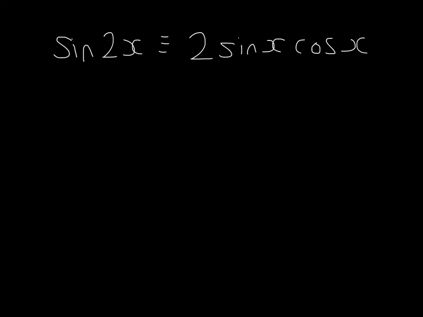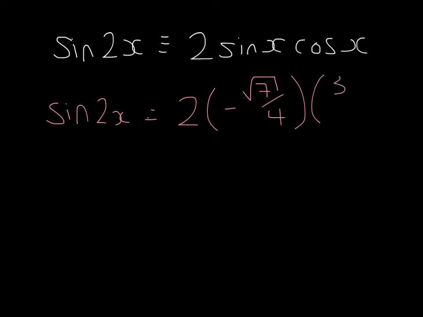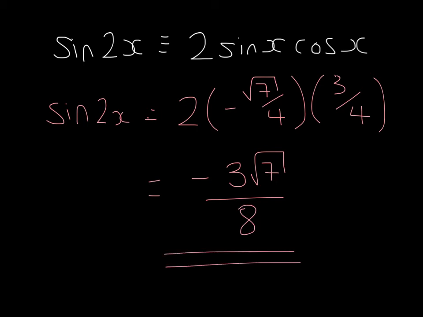From the very first thing we looked at, we know that sine 2x is equivalent to 2 sine x cos x, and I've already worked out the values of sine x and cos x. So sine 2x is equal to 2 times minus root 7 over 4, which is sine x, times 3 over 4, which is cos x. Multiplying that out, we end up with minus 3 root 7 over 8. That's our exact value for sine of 2x.